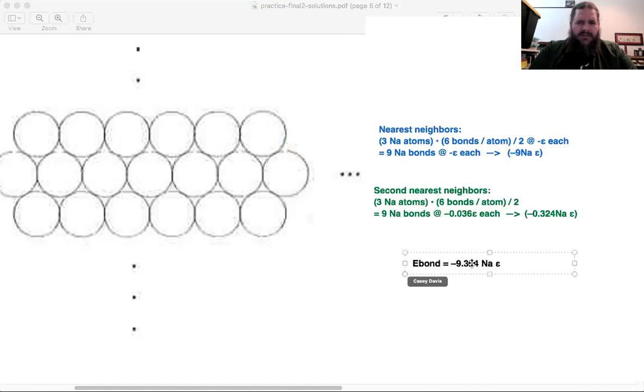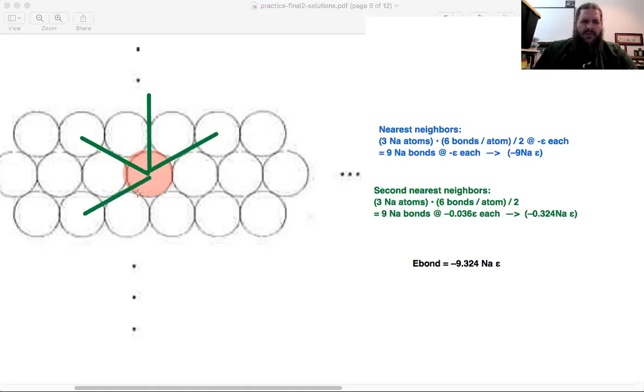Like if we are claiming that there's 6 second nearest bonds per atom, let's say we focus on this atom. We're saying this atom has 6 second nearest neighbor bonds. If we draw those out, that's this one, this one, this one, this one below, and the one over here. So 6 bonds.